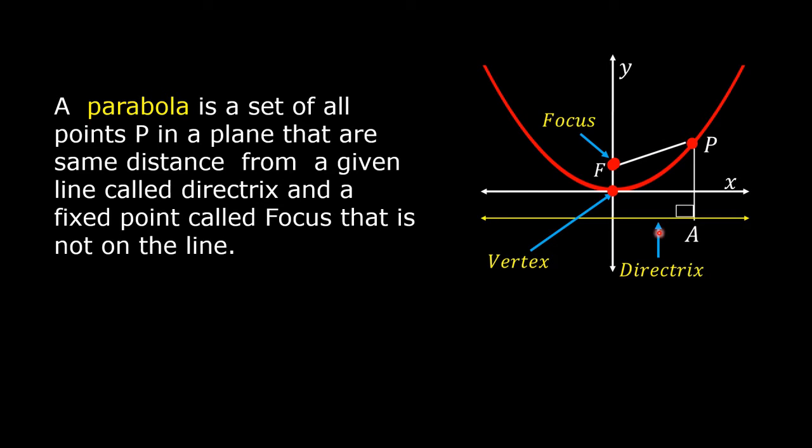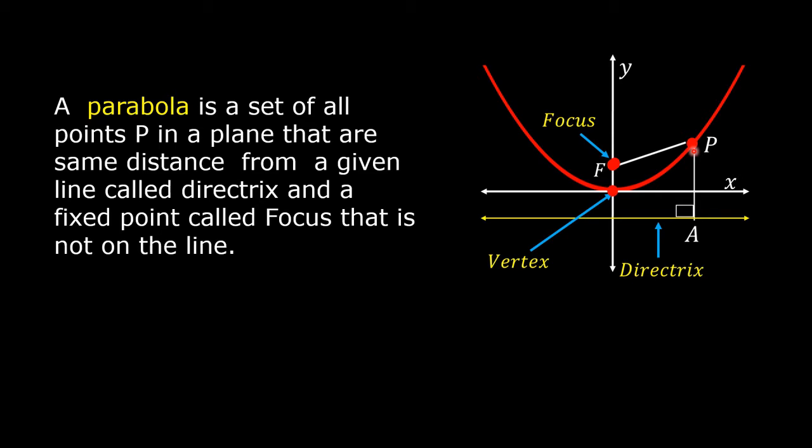Let us look at this illustration. In this illustration, this is a parabola. This point is the vertex of the parabola. This point is the focus of the parabola. This yellow line is the directrix. Point A is a point on the directrix. Point P is a point on the parabola. It represents every point on the parabola.